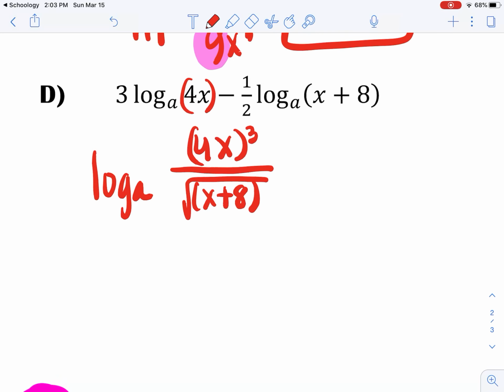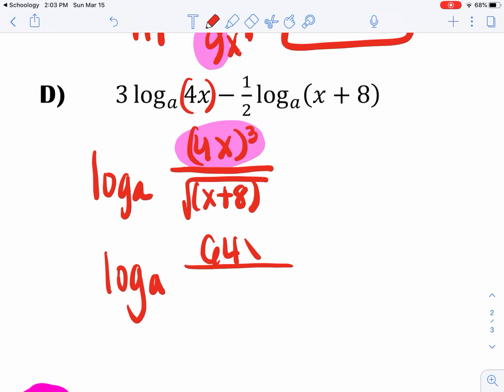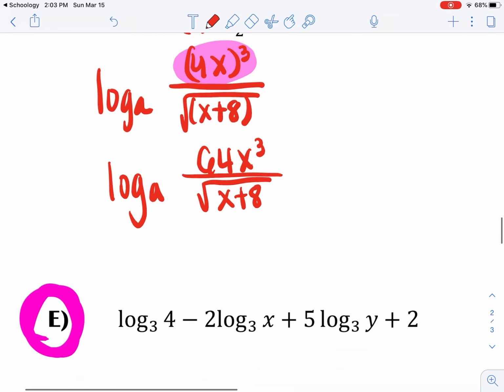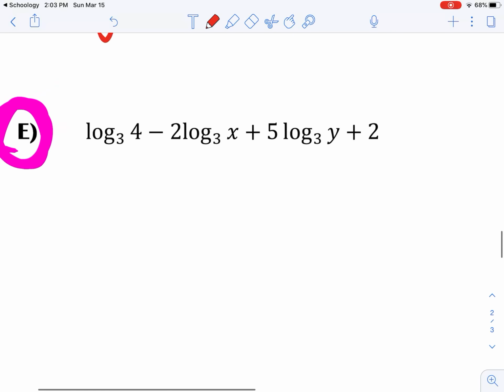Both are correct. One thing that you do want to do is make sure that you expand this. This is 4x times 4x times 4x, which is 64x cubed. So my final answer is log base a of 64x cubed over square root of x plus 8. Once again, you can leave the x plus 8 to the 1/2 power. All right, last but not least, we have our last problem that's a little bit different.